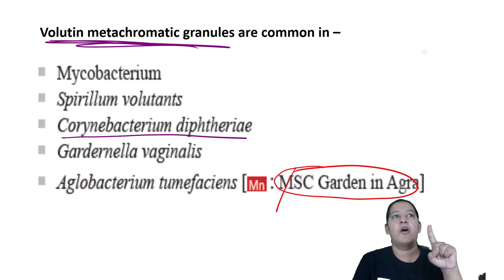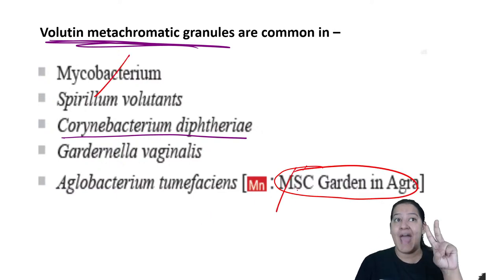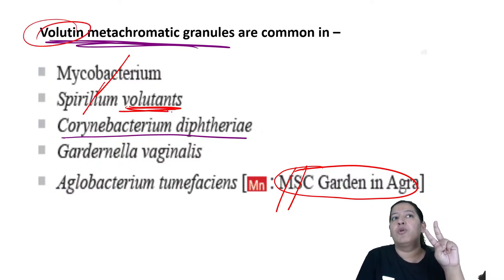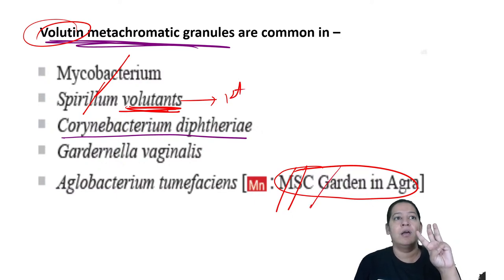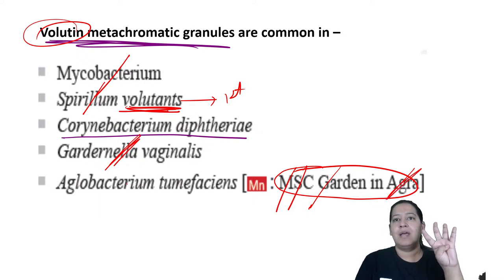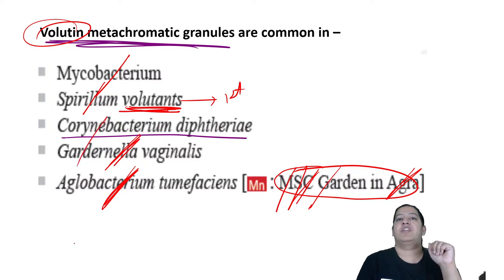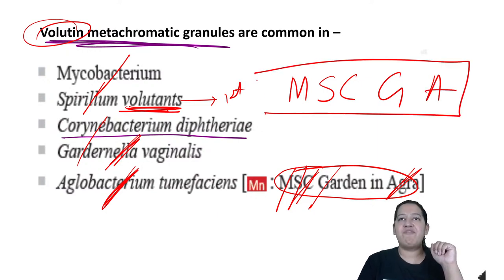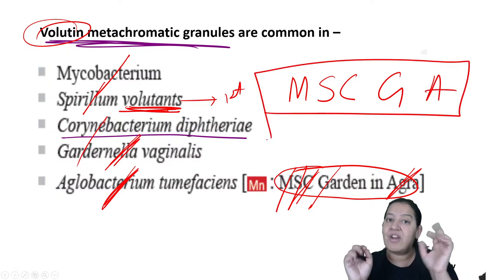So M for mycobacterium, mein bhi hote hain kabhi kabhi. S, spirillum volutans. Isliye volutin granule bolte hain. Volutans, this is the first bacteria jisme discover hue the. Garden ka G is gardnerella. Agra is agrobacterium tumefaciens. Achha, C maine chhod diya. C is corny bacterium. So you know the full form. MSC garden in Agra. So these are the five bacteria jisme metachromatic granules milte hain.